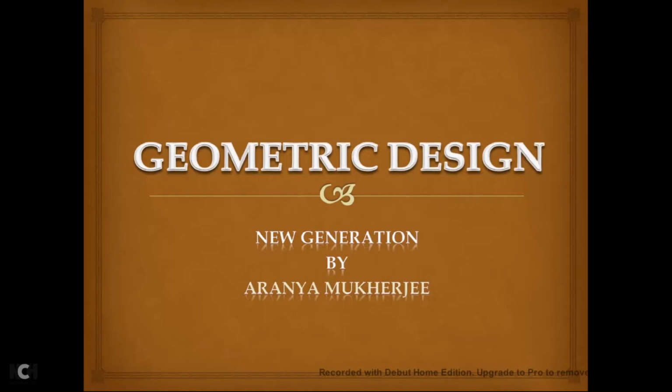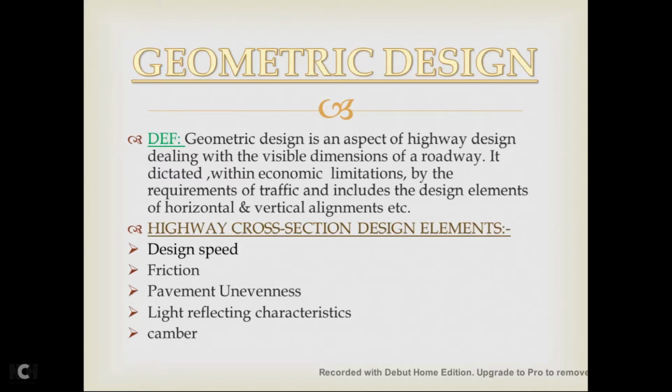Okay friends, so let's start. The first chapter of highway or transportation engineering is geometric design. Let us see the first definition of geometric design. Geometric design is an aspect of highway design dealing with the visible dimensions of a roadway. It is dictated within economic limitations by the requirements of traffic and includes the design elements of horizontal and vertical alignment, etc. So by definition, we can see that it means the design of a road considering all environmental, topographical and economical conditions, while fulfilling the requirements for the safety of travelers.